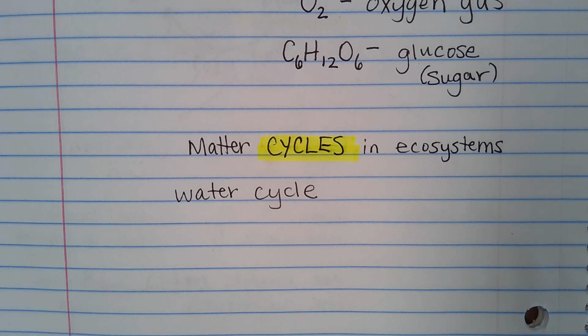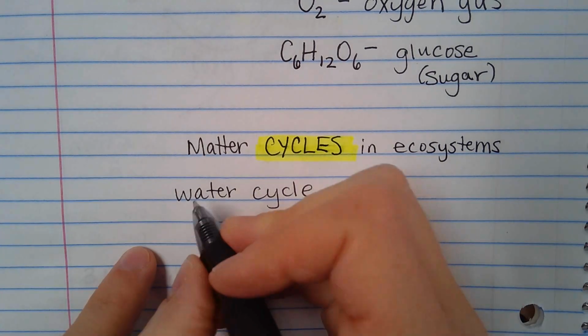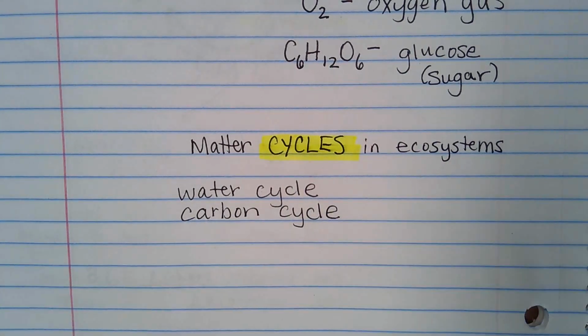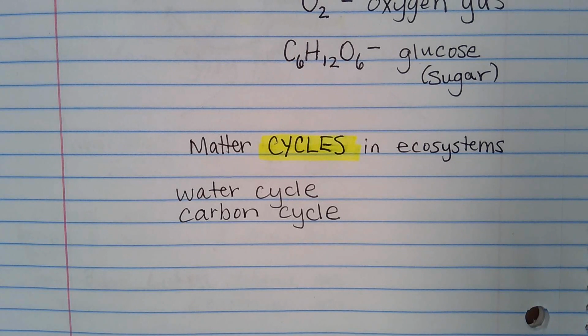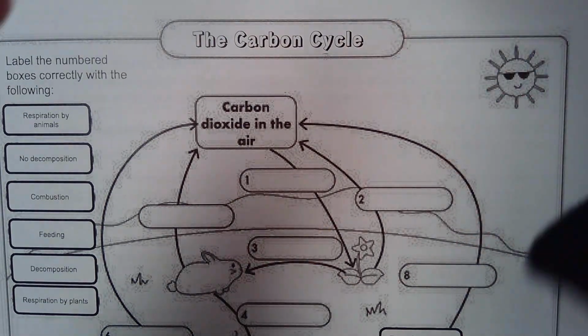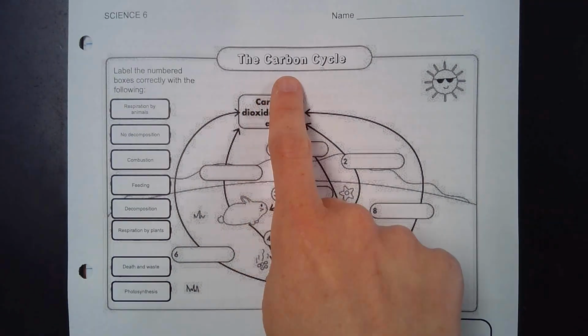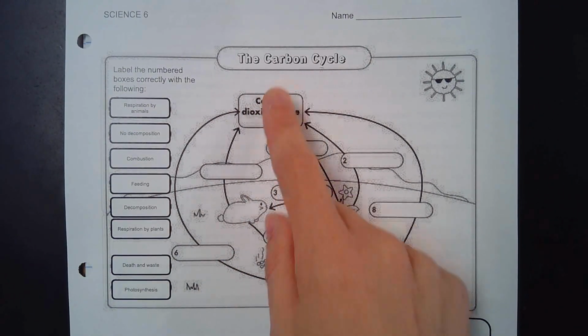All matter cycles in a similar way. It goes between organisms and the environment, and it cycles. It stays on Earth, and it cycles and it goes to different places. Another matter cycle we'll talk about is the carbon cycle. And so you guys have this worksheet here, and this is an example of a matter cycle. It's a specific matter cycle. It's the carbon cycle.